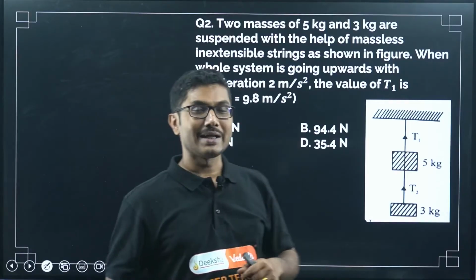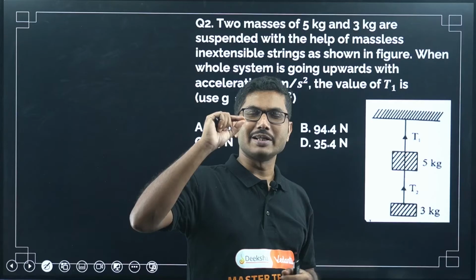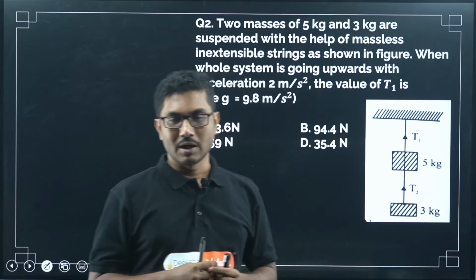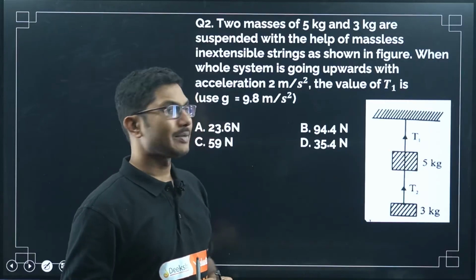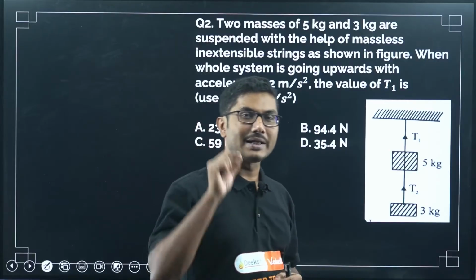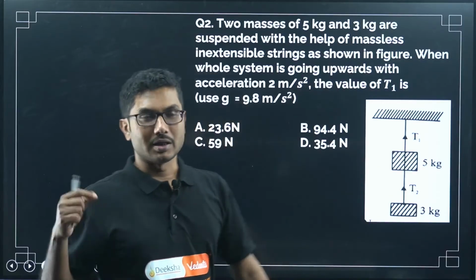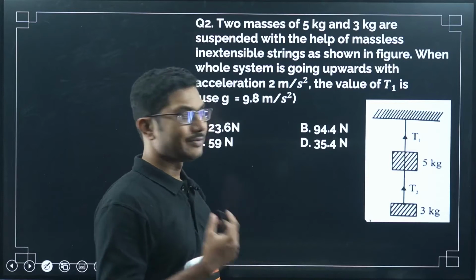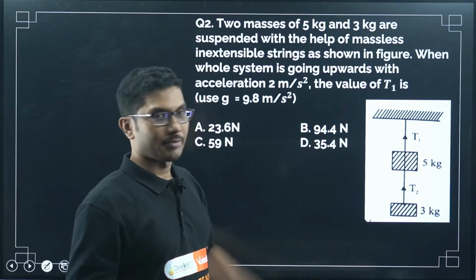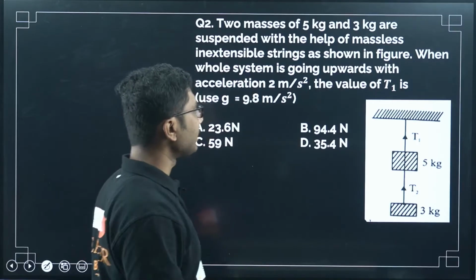But if you hang using a normal thread, the thread will also extend but a very small, negligible amount. But if this is an inextensible cord, that means it will not even expand by 1 millimeter. This is a completely rigid, solid wire. The wire will not extend even if you hang something from it. So, inextensible strings as shown in the figure.